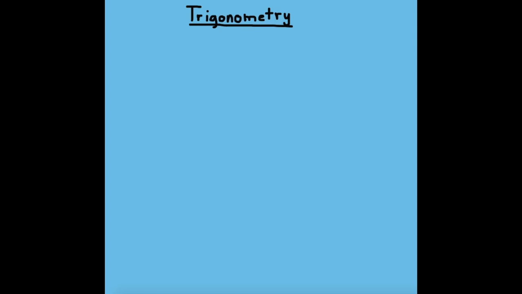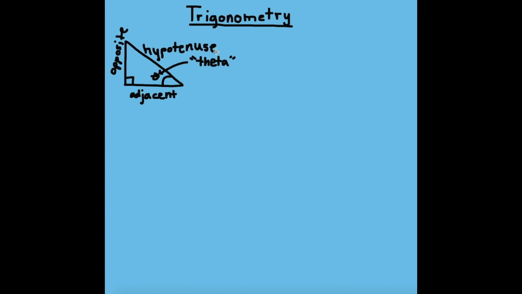We are going to learn about how to use trigonometry to solve for an angle and sides of a right triangle. So let's say we have a right triangle, and we will label this angle theta. The leg of the triangle that is opposite theta is called opposite. The leg of the triangle that is next to angle theta is called adjacent, and the hypotenuse of the triangle is just called hypotenuse.